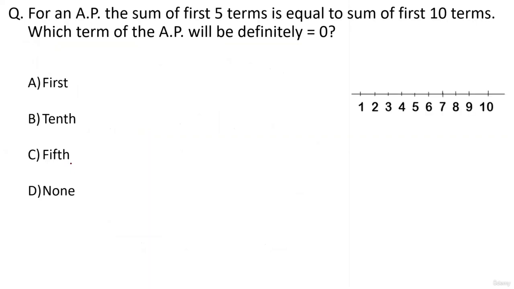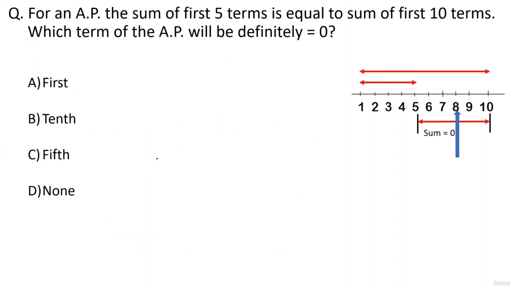See, we write the first 5 terms and 10 terms. We have been given that the sum of the first 5 terms is equal to the sum of the first 10 terms. What does this mean, guys? For the 6th to 10th terms, the sum is simply equal to 0. Isn't it? Now, the 6th to 10th terms are also in AP, right?